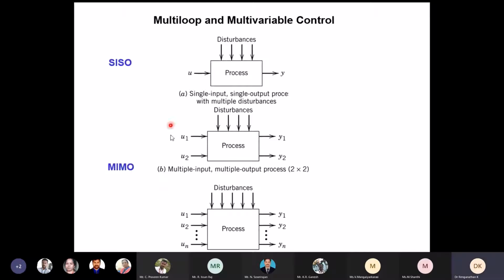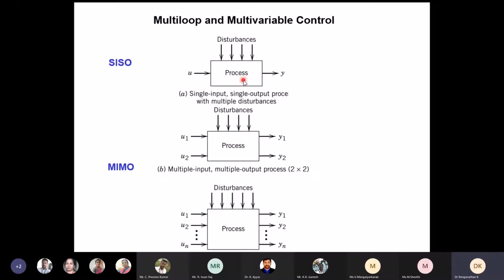So this is a simple way of explaining a MIMO process. We have a process. Obviously, the disturbances are going to be many, but a single input providing a single output with multiple disturbances is one type, a SISO process. Or we have two inputs and then two outputs. That is another type, which we'll call a multi-input multi-output process.